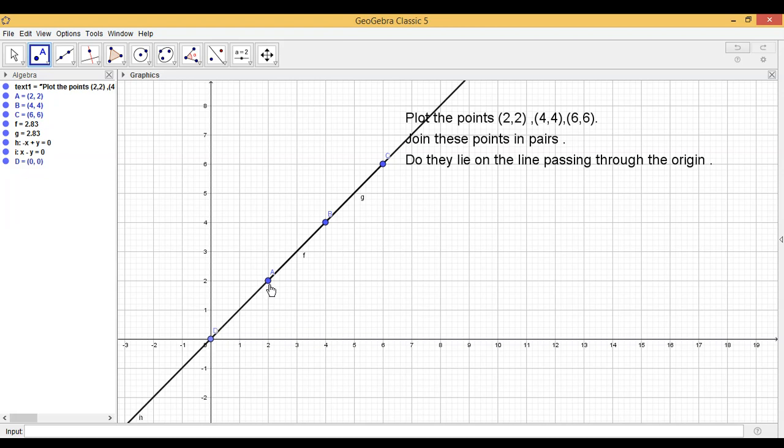My dear students, the points which lie on the same line, they are called as collinear points. So we can say one more thing about these points, that points A, B, C, even the origin D, they are all collinear points as they lie on the same line. I hope the question is clear to you.